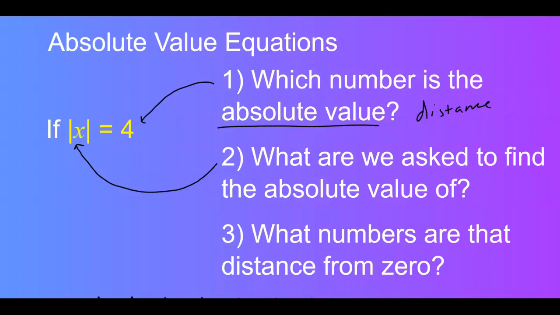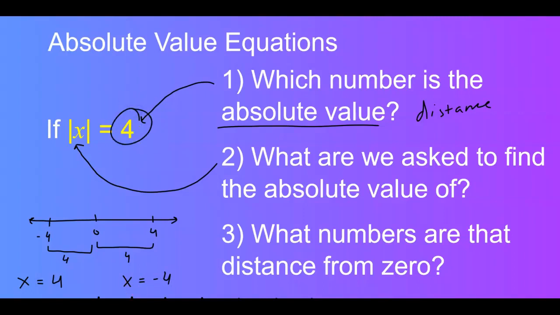So what this is asking me is what numbers x have a distance of 4 away from 0? So if you think about this, we actually have 2 answers because here's 0, 4 has a distance of 4, but so does -4 has a distance of 4. So x can be 2 different numbers. It could be 4, or it could be -4. And when you take the absolute value of either of those, you get a distance of 4.